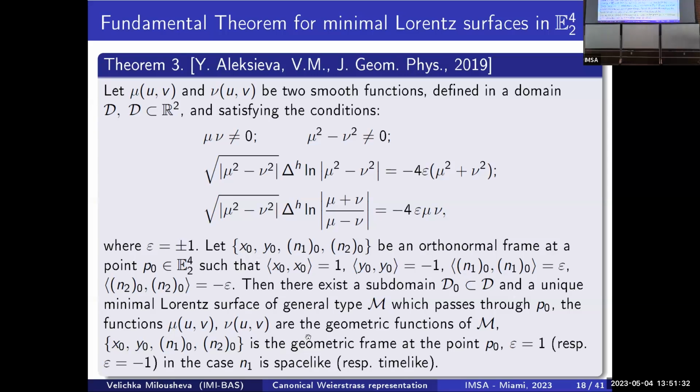The case epsilon equal to 1 corresponds to the first geometric normal vector being space-like, and epsilon equal to minus 1 corresponds to a time-like vector n1. So in this case, the Laplacian is the hyperbolic Laplacian. Hyperbolic, yes. What I mean here, delta H. In this case, delta H is like this, minus.